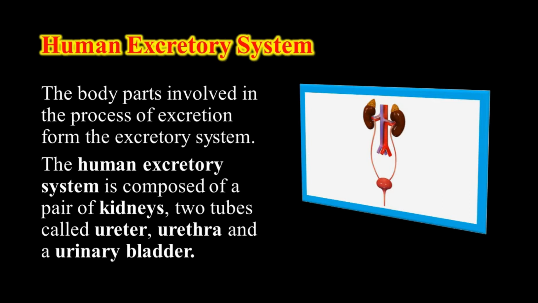And now let us understand about the human excretory system. So the body parts involved in the process of excretion form the excretory system. The human excretory system is composed of a pair of kidneys, two tubes called ureter, urethra and a urinary bladder. You can see a diagram on your screen. This is the human excretory system. This structure is the kidney and you can see two tubes arising from both of the kidneys. These tubes are called ureter.